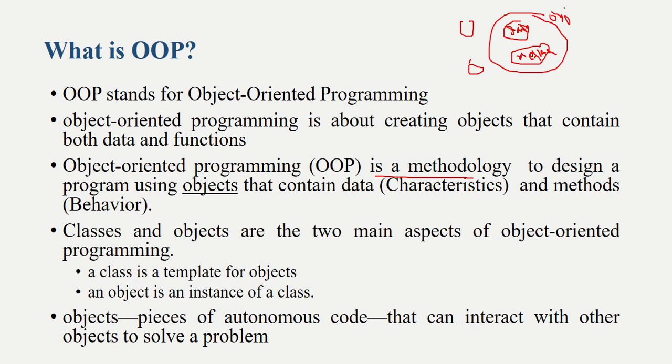For example, we say we have a class called car. But we create an instance object from the car. We call it a Toyota, Kia, Chevrolet, whatever you want, brands of the car. So the main template is car, and we have instance objects that we can create from the car. This is a real example. So objects are autonomous code that can interact with other objects to solve the problem.